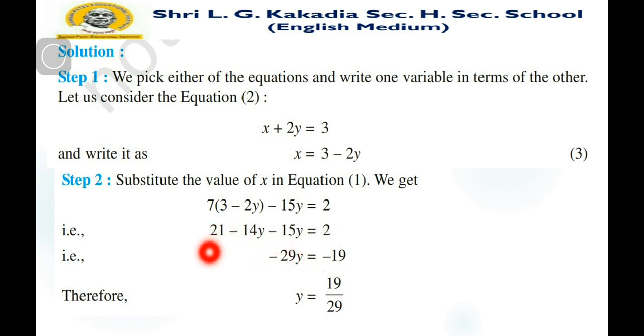Now let me move 21 to the RHS, so it will be minus 21, and then we get minus 19. And here minus 14y and minus 15y will be equal to minus 29y. So we get the value of y is equal to 19 by 29. So here we have y is equal to 19 by 29. It is the algebraic solution of the given linear equations.